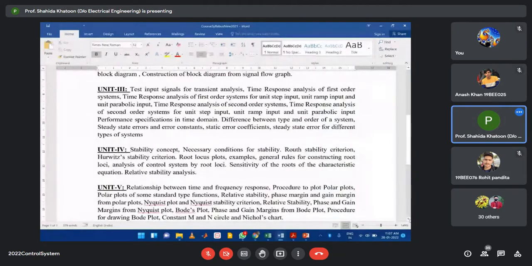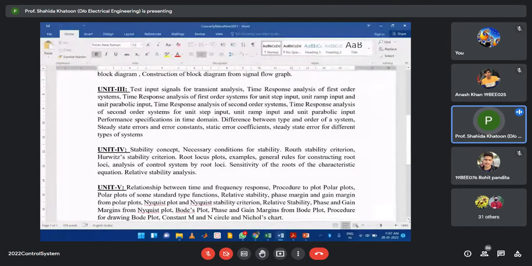criteria. Then we will proceed for root locus plots, examples, general rules for construction of root loci, analysis of control system by root loci, sensitivity of the roots of the characteristic equation, and relative stability analysis. In unit 5, we will study about the relationship between time and frequency domain.